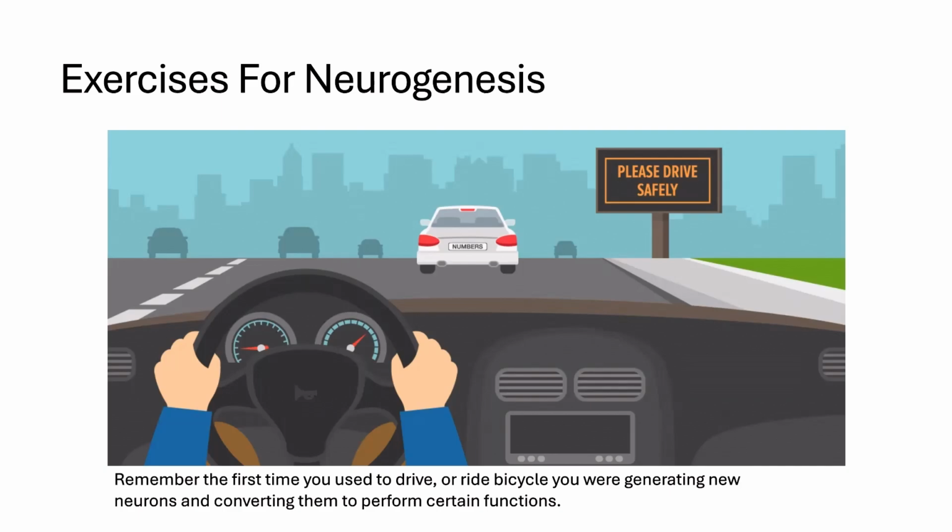So this process of producing new neurons in your brain, we call it neurogenesis. Right? It's something like this. We have to do two things. One is we have to have neurogenesis, then you have neuroplasticity.